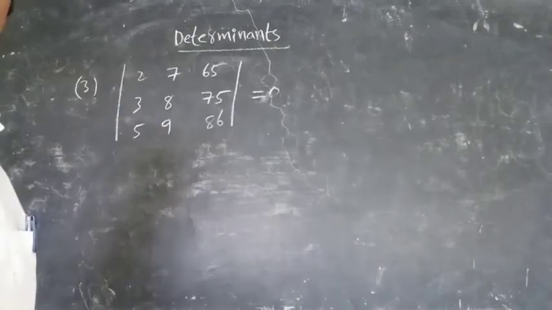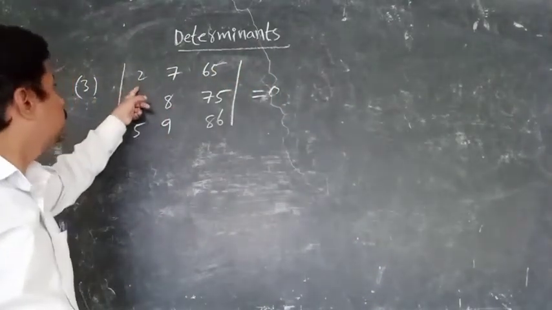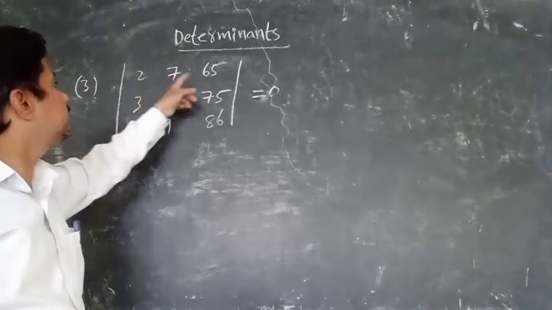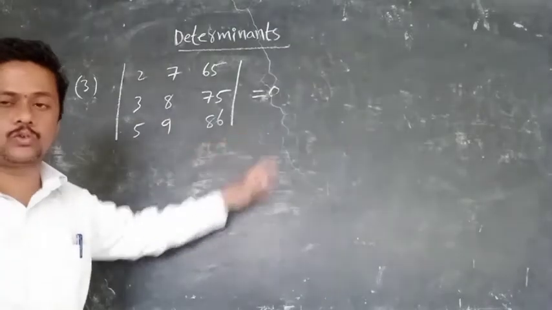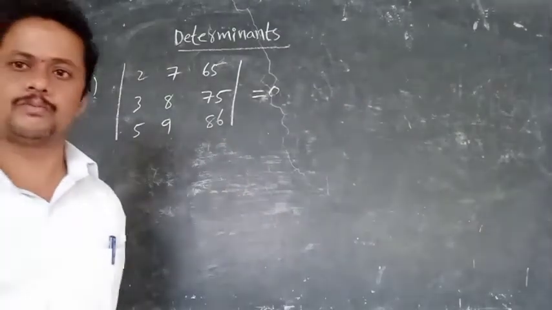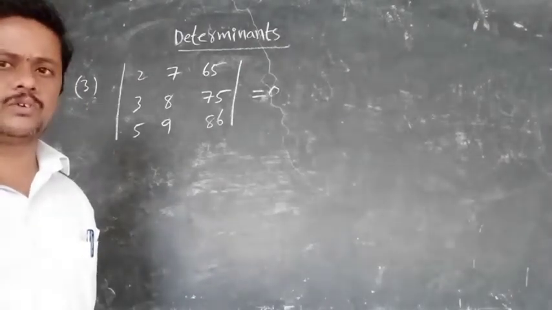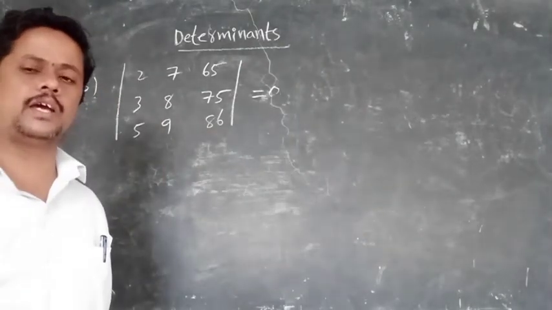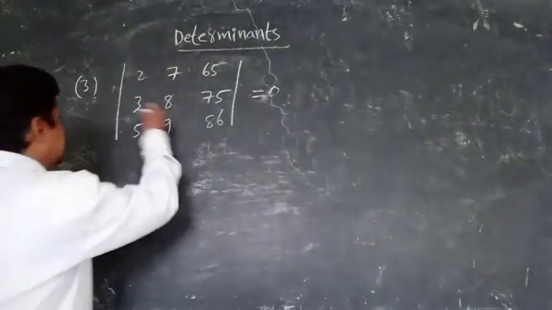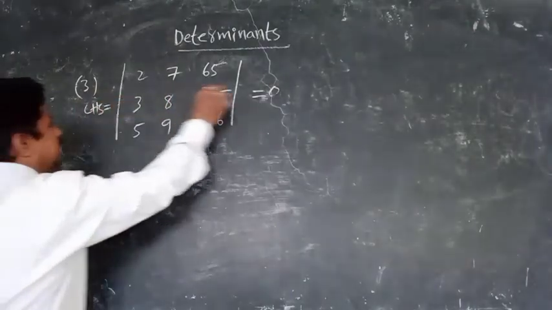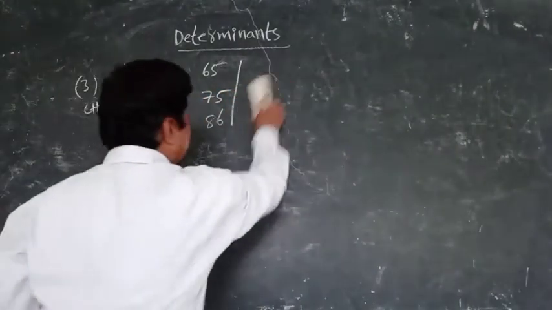We'll see the third problem. Next problem, question number 3: the determinant of 2 7 6 5, 3 8 7 5, 5 9 8 6 is equal to 0. Same procedure you have to follow. Understood or not? This problem is somewhat difficult, so you have to analyze. First, let us take LHS. We have to make this 0, the problem.